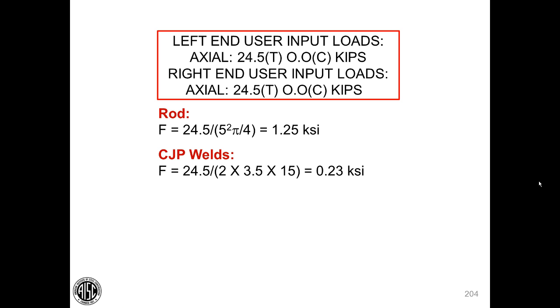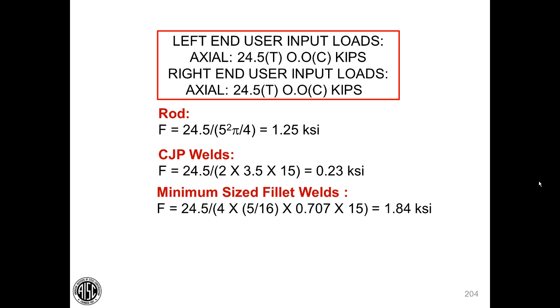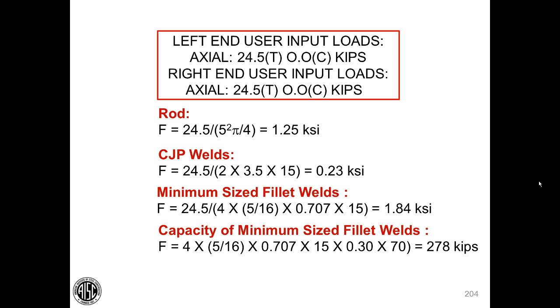Well, let's go one step further. What if they had used minimum-sized fillet welds? That would be a 5/16, and for the applied loads on a minimum-sized fillet weld, of the lengths that were involved, it comes out to be 1.84 KSI, clearly adequate to use a minimum-sized fillet weld. In fact, if we calculate the capacity of the minimum-sized fillet weld, it's 278 kips, or 11 times the design values. Well, I couldn't stop at that point in time.